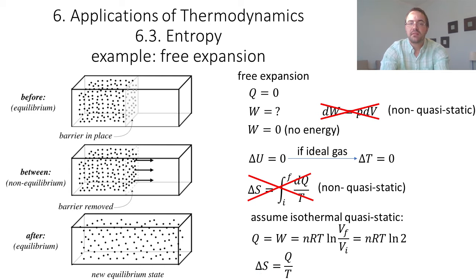Then we can calculate delta S for an isothermal quasi-static process as Q over T. And so we find nR ln of 2. You can see that the entropy change is positive, and so if we calculate the entropy change for the reverse process, then we would get minus nR ln of 2, and it would be negative.